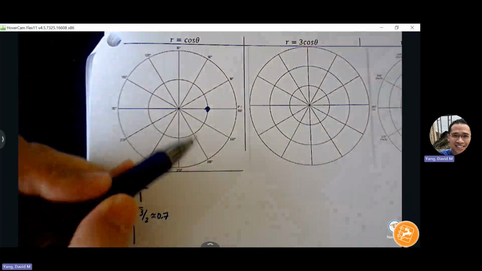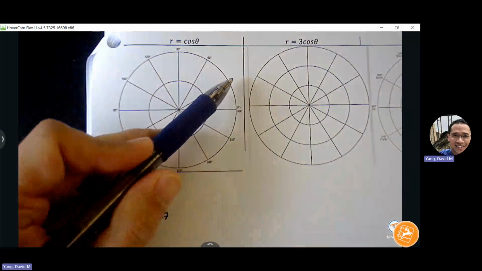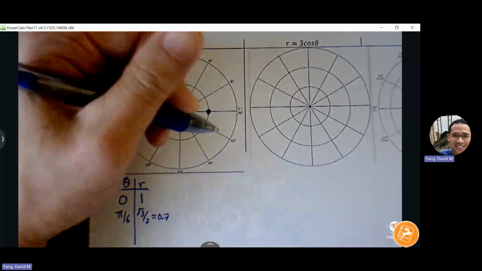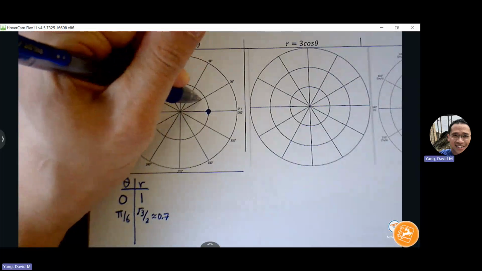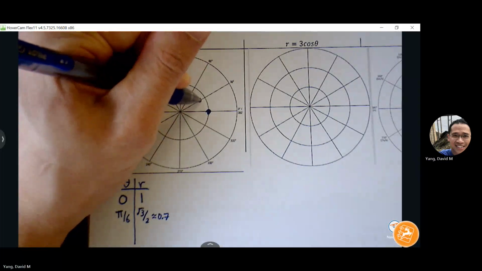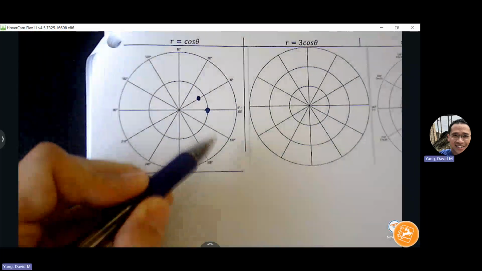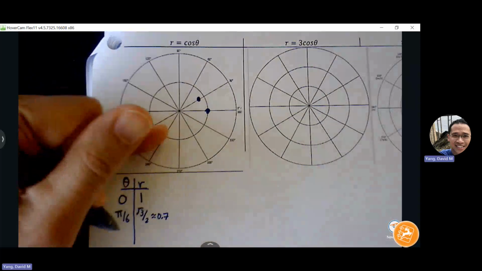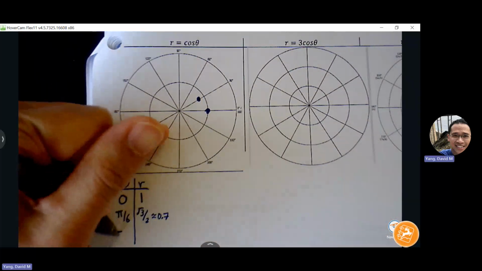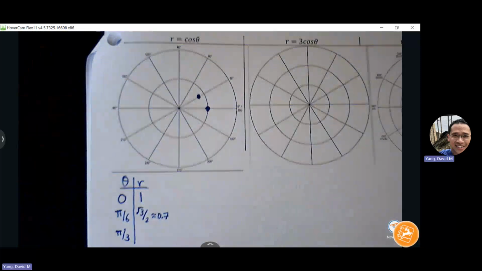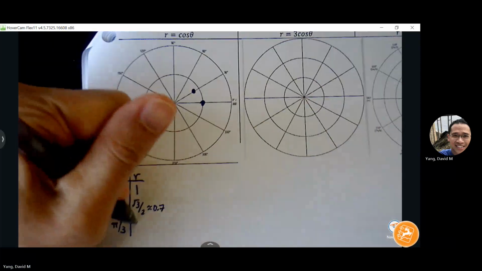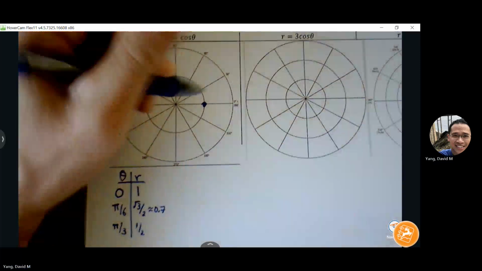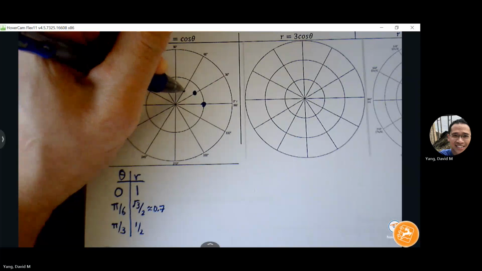To the best of our ability here, this is 30 degrees. 30 degrees is pi over 6. We'll just walk out 0.7, so to the best of your ability, just guesstimate where that 0.7 is. Ultimately, you should begin to see this circle forming along the way. Next up, let's try pi over 3. What's cosine of pi over 3? So pi over 3 is here at that 60-degree line. Go halfway.